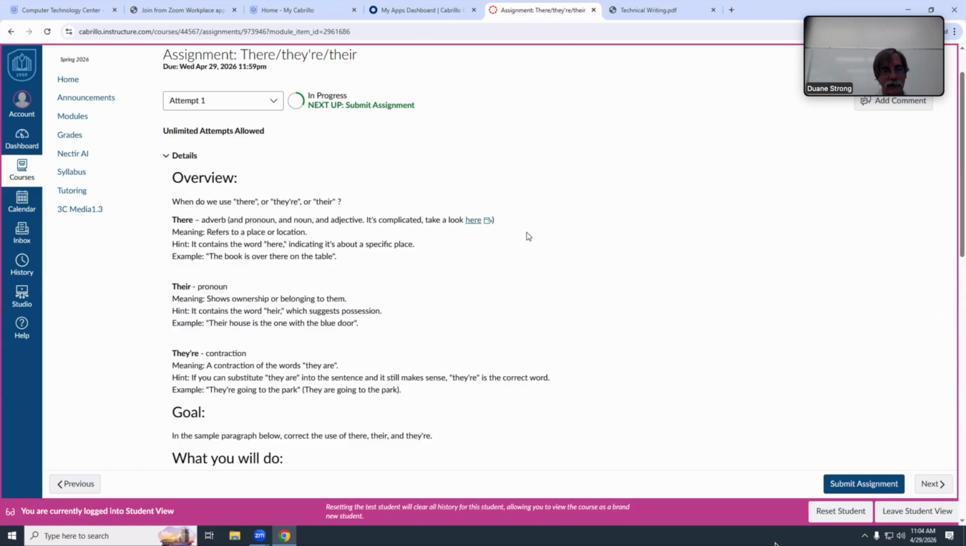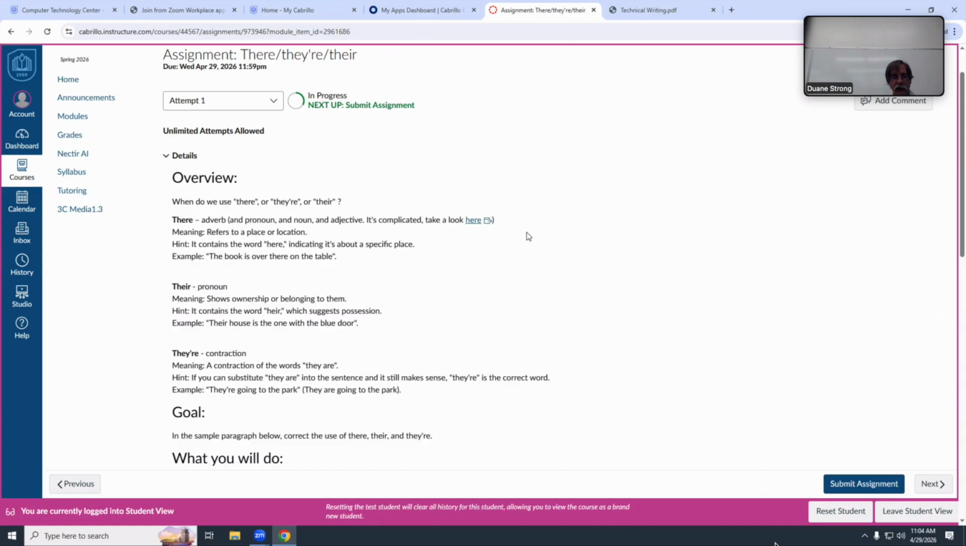I'm going to come back to this after we do this and talk more about there. But for this exercise, let's just think of it as the adverb, meaning it refers to a place or location. A hint that can help you remember is it contains here inside the word, indicating it's about a place. The book is over there on the table.